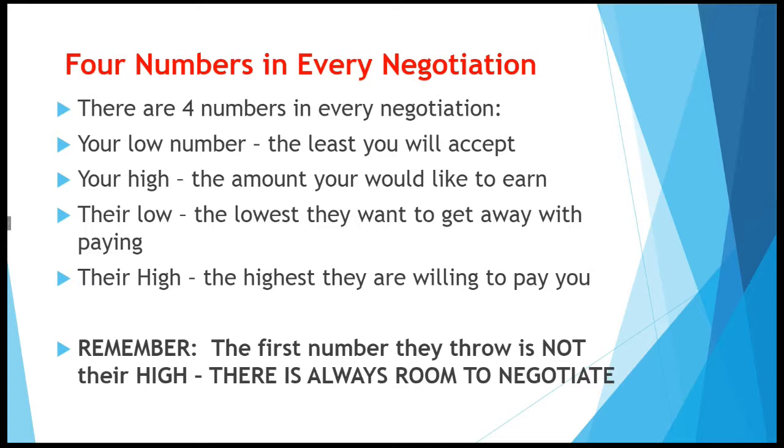Every negotiation for salary compensation has 4 numbers that are floating around. Your low number is the least amount of money you will accept, and your high is the amount you'd like to earn, but you know that may be a pipe dream. The company has their low number, the lowest amount of money they'd like to be able to pay you, and the company has their high number, the highest they're willing to pay you. So remember, the first number that a company throws out is not their high number. They're going to start at their low number. There's always room to negotiate.